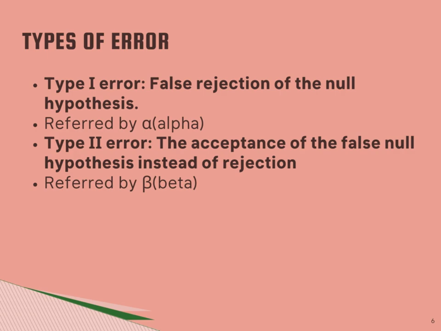Then the type 2 error is also called false negative, which means failing to reject a false null hypothesis. The probability of occurring type 2 error is referred to as beta. The consequence of it is missing a true effect or relationship. For example, a medical test fails to detect a disease that is actually present. To minimize this error, we have to increase sample size, increase alpha, though it raises the risk of a type 1 error, and improve experimental design.